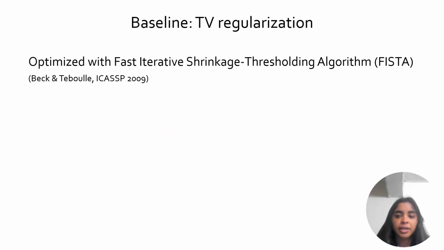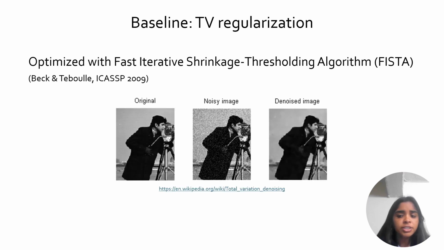We compared to 2 baselines. The first is total variation, or TV regularization, which imposes a relatively weak prior. We use the FISTA algorithm for imposing TV regularization, and here's an example of TV regularization for denoising. As you can see in the denoised image, TV essentially prefers smooth regions in the image.